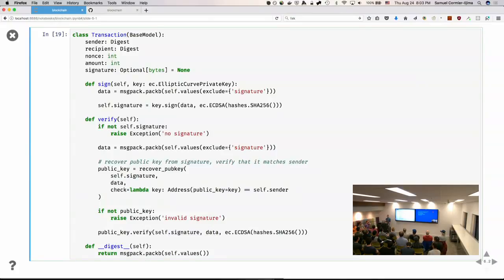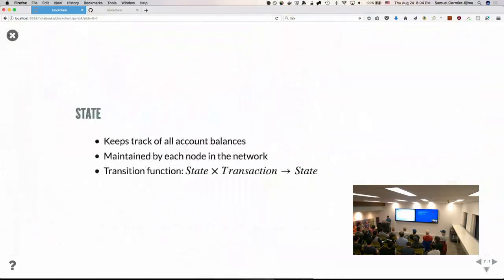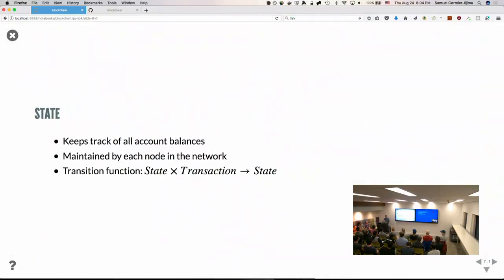So those are the two things. I can sign it and I can verify it. Good so far? Everyone with me? Yeah? This is kind of dense, I guess, but I find it really cool.